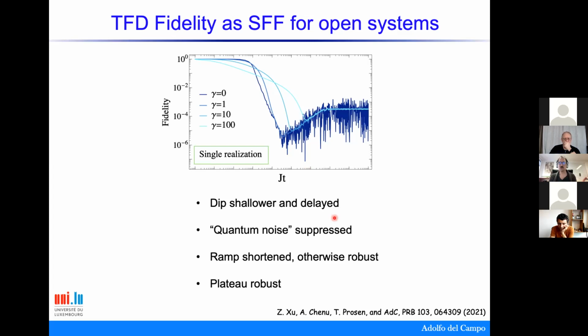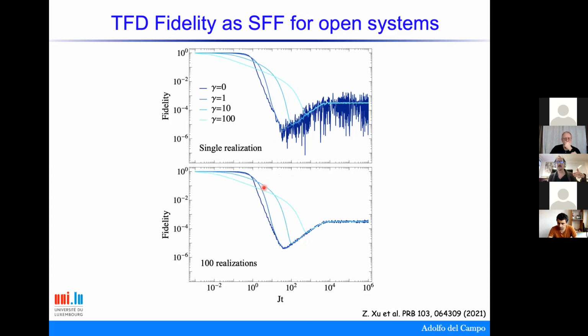The dip becomes shallower, the dip shifts to longer time, so it becomes shallower with respect to the plateau. Quantum noise is gone, and the extension of the ramp is shortened, while the slope isn't changed. This was for a single realization, so if you average over many realizations, you see it even more prominently. Of course, even in the system in isolation, if you average over an ensemble, the fluctuations disappear, and you see very cleanly the effect of this dephasing, which is just shifting the dip and making it shallower.